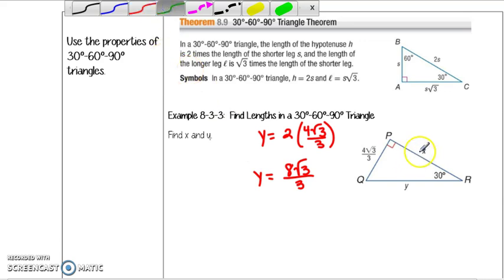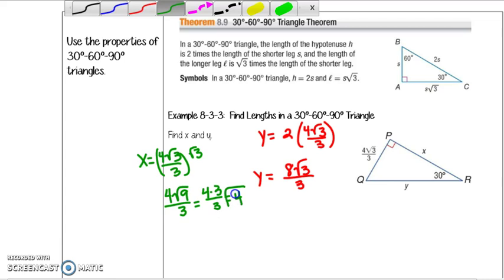And then for our x, what we end up doing is multiplying it by a radical 3. So x is going to equal 4 radical 3 over 3 times a radical 3. So we already have a radical 3. So when we do that, that gets us 4 times the square root of 9, which is 4 times 3, and then we divide it by 3. So 12 divided by 3 is 4. So x is 4, and then there's our y.